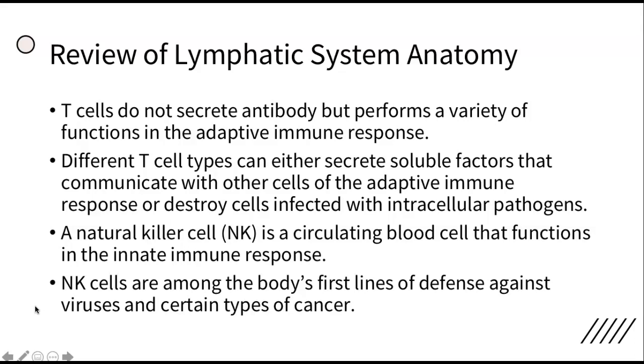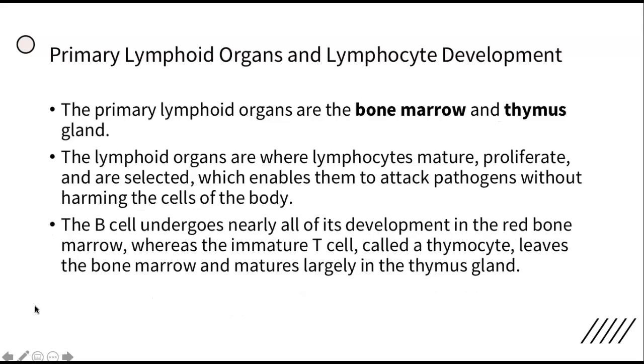The other is the natural killer cell, the NK cell. It's a circulating blood cell and it functions in the innate immune response. Remember, these are the cells that are not very specific, but they kill anything that is not self. They're the first line of defense against viruses and certain types of cancer. And when they break down, they form pus. So that's all things that you've learned through my videos and, of course, the crash course videos.